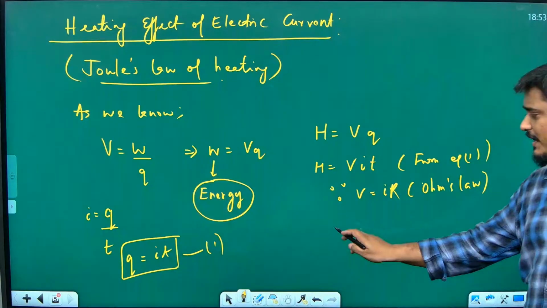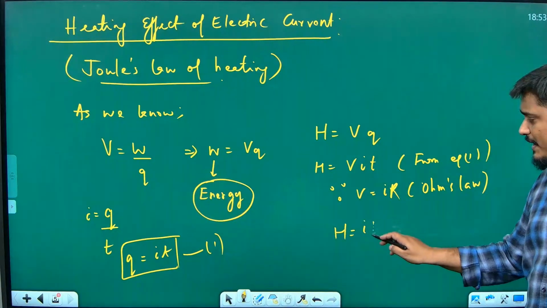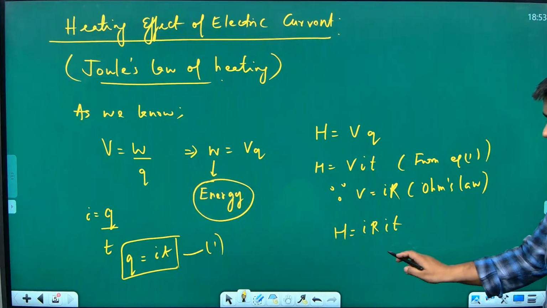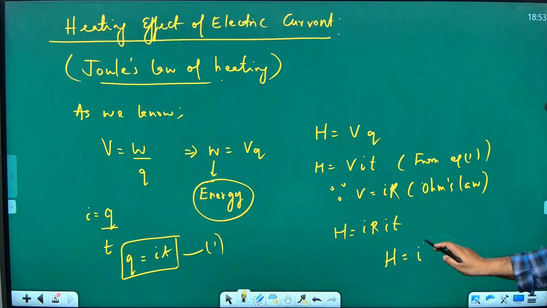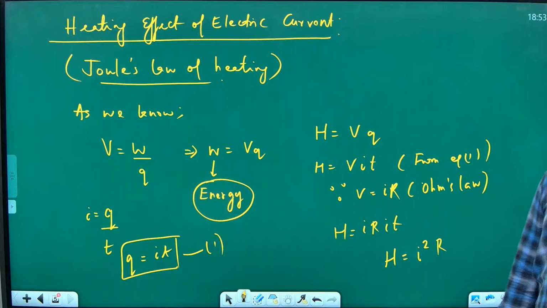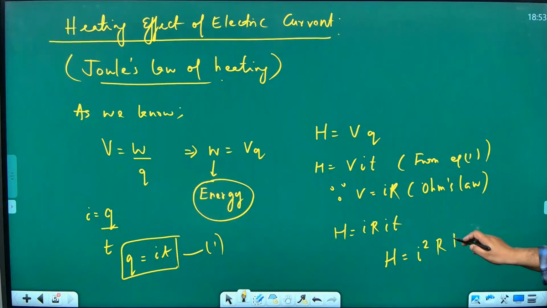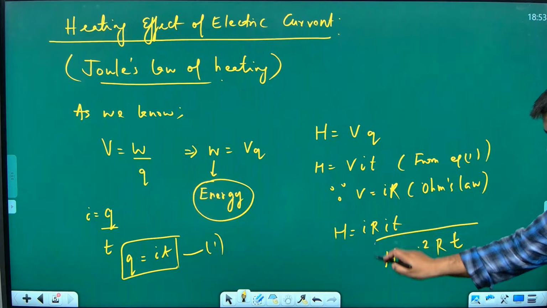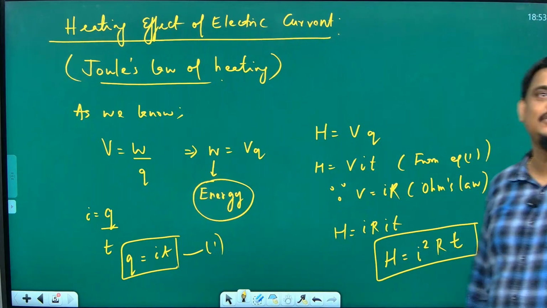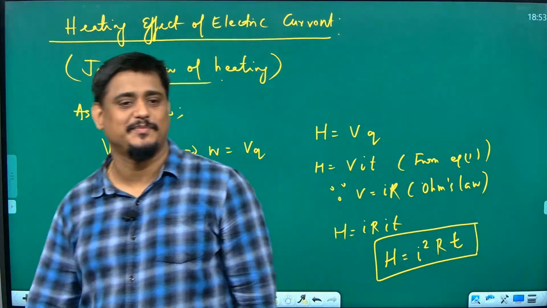So I can write H is equal to IR into IT, which will become H is equal to I square RT. I into I is I square. Great. I square RT. This is called Joule's law of heating.